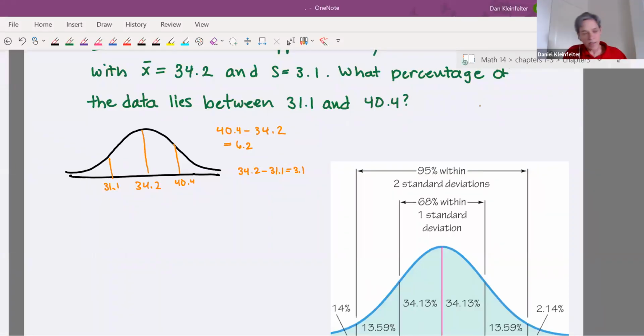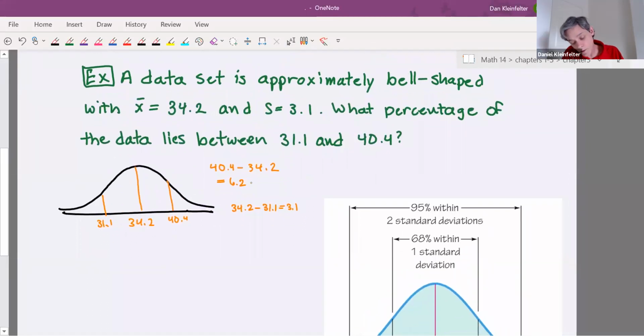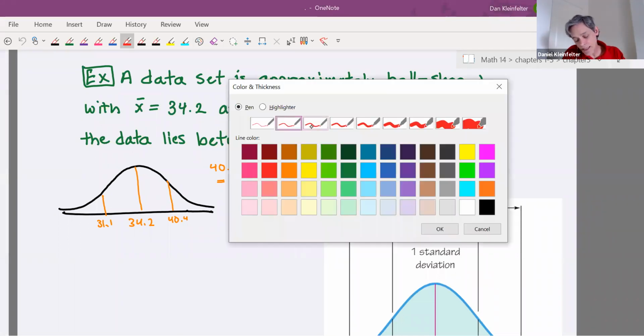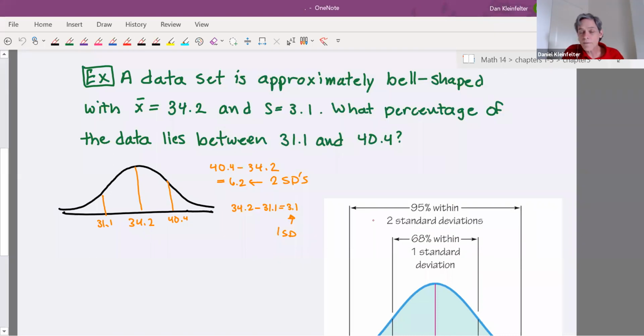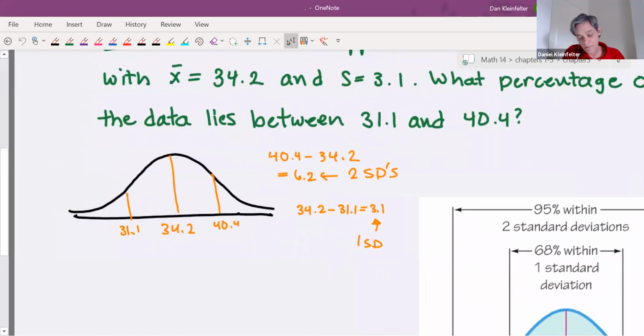All right, so going through the calculations there, it looks like the difference between the upper limit and the mean is 6.2, and our standard deviation was 3.1. So that is 2 standard deviations. Between 34.2 and 31.1 is a distance of 3.1, which is 1 standard deviation. So what's different about this example from the earlier examples is that the interval around the mean is not symmetric this time.